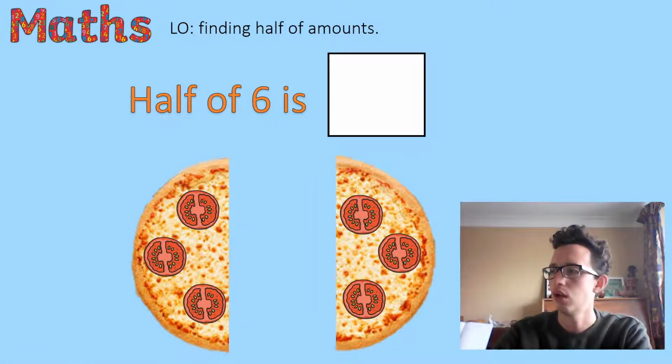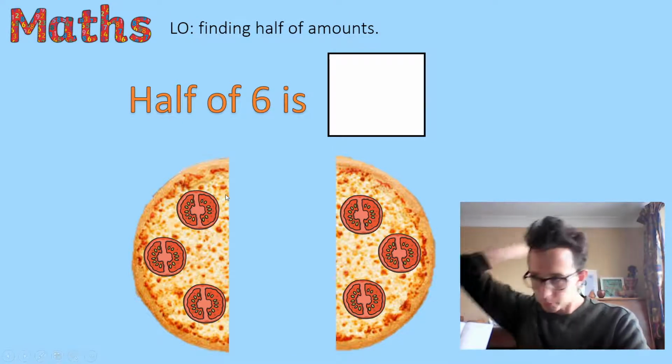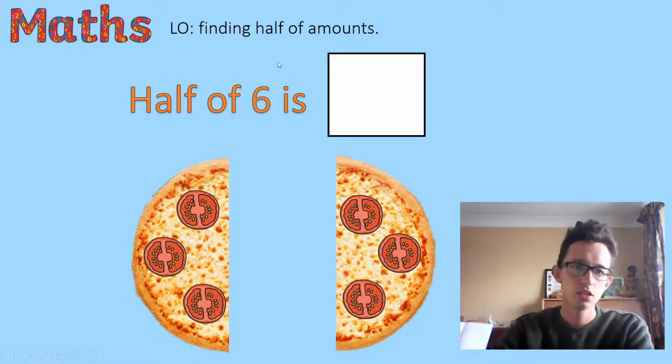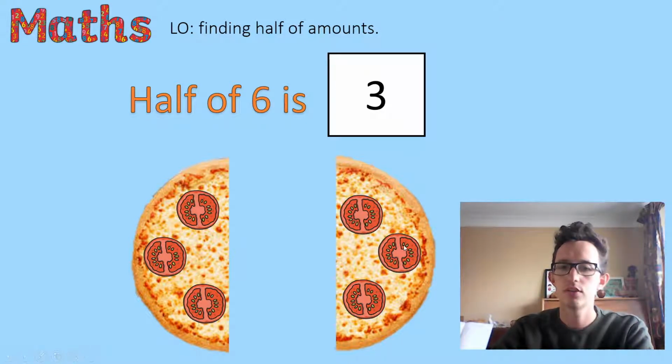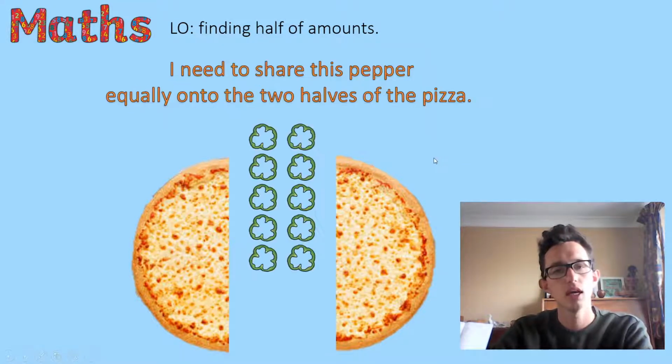And there we go. Nice, easy sharing. Okay, I've shared them out. Lovely jubbly. Proper job. Well done. Well done me. So, then I can count the ones underneath here. 1, 2, 3. And I can see that half of 6 is 3. Okay, not too tricky.